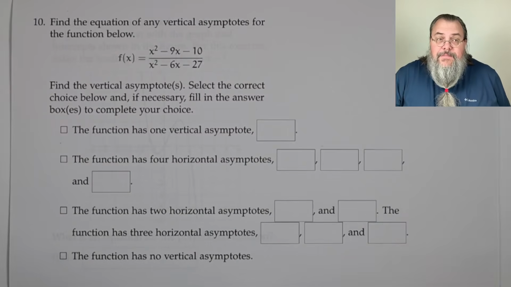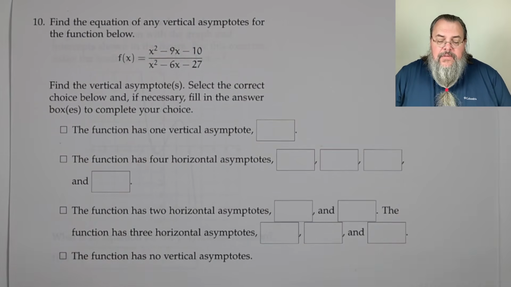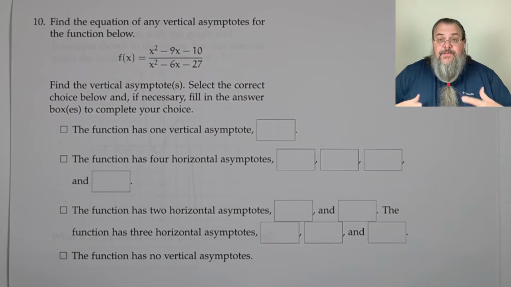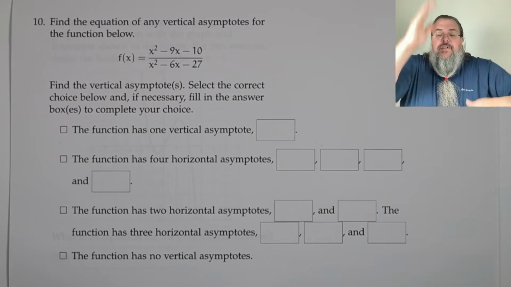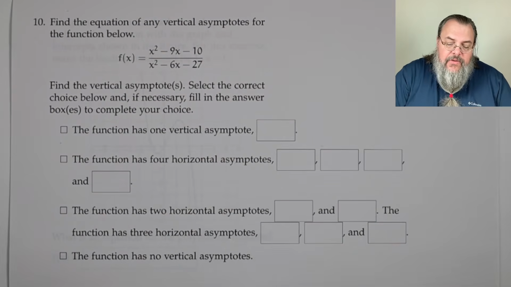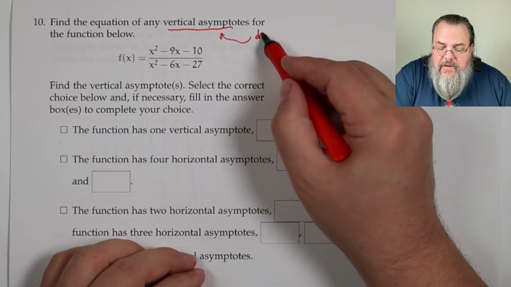That brings us to question number 10. Find the equation of any vertical asymptotes for the function below. Now, for vertical asymptotes, that's when something blows up. Usually it tends to do this. What causes a vertical asymptote? Well, vertical asymptotes come from divide by 0.